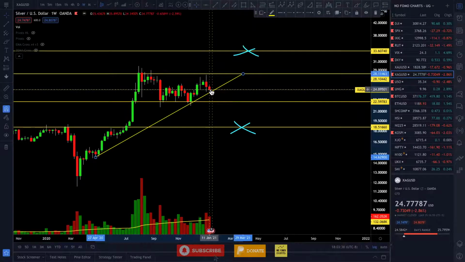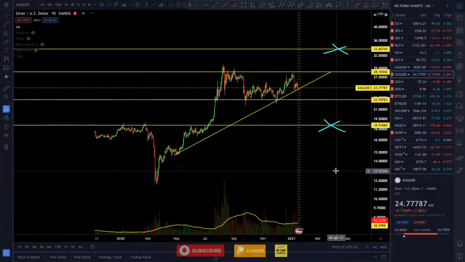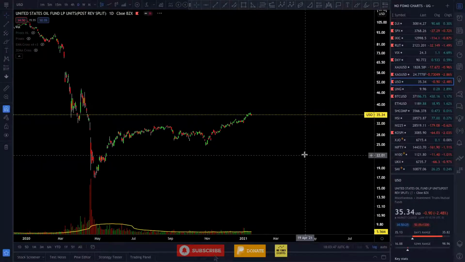The cup and handle plus this trend line support on the weekly. We'll see, right? Based upon the stock market earnings reaction. So those are the two levels on silver. US oil, next one.